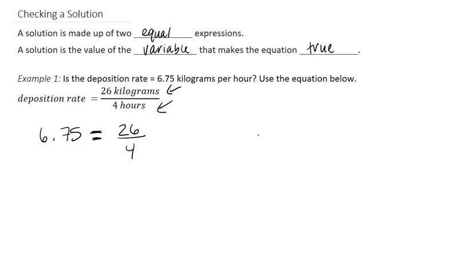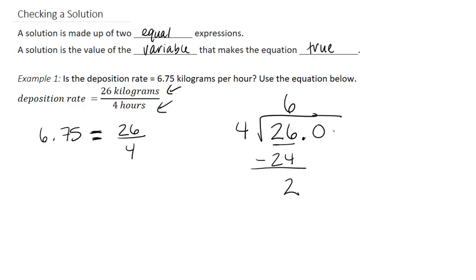So that's our question. So we're going to have to go ahead and divide 26 by 4. 4 cannot go into 2, but it can go into 26 6 times. So 4 times 6 is 24. Go ahead and subtract and we get 2. We're going to need to add some zeros. So we go ahead and bring down that 0. 4 can go into 20 5 times, because 4 times 5 is 20. We subtract and we get 0.